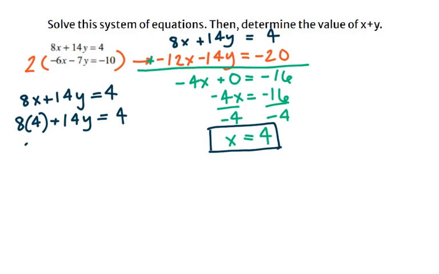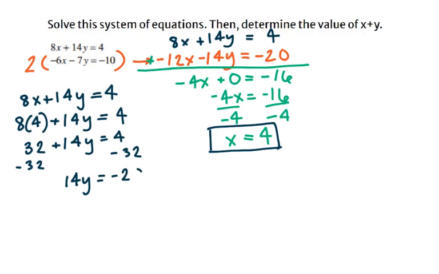8 times 4 gives us 32 plus 14y equals 4. I'm going to subtract 32 from both sides to isolate our y variable, giving us 14y is equal to negative 28. And final step here, isolate our y variable. I will divide both sides by 14. So we get y equals negative 2. So we've solved for x and we've solved for y.